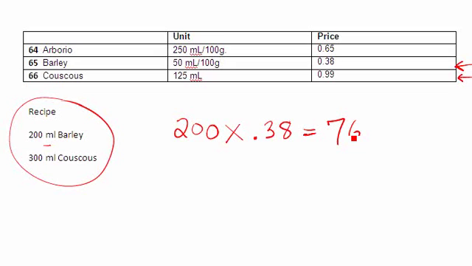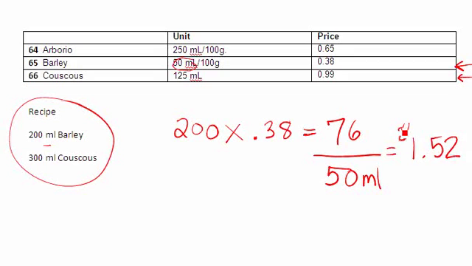Okay, from there, my next step in my formula is to take that amount and divide it by the amount in the book. And in this case, it is 50 mils. So I'm going to divide that by 50 mils. And once I punch that into my calculator, 76 divided by 50 works out to 1.52.